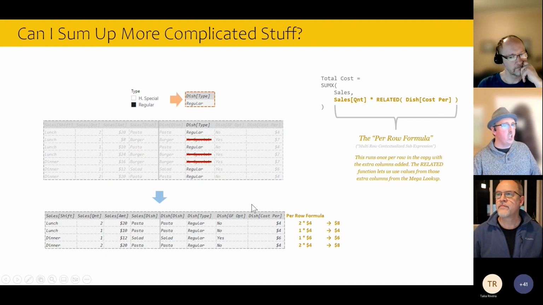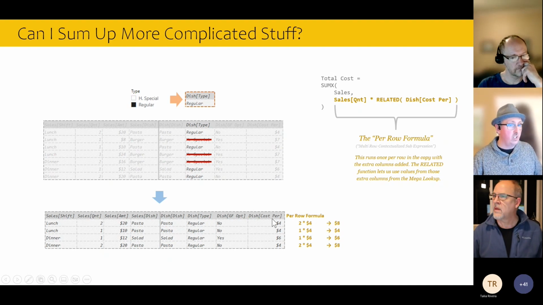It says go get a value in the current row, but it's one of our related columns. And so that grabs dish cost per, that grabs 4. So 2 times 4 is 8, we get 8. 1 times 4 is 4, so we get 4. 1 times 6 is 6, so we get 6. And lastly, 2 times 4 is 8, so we get 8.